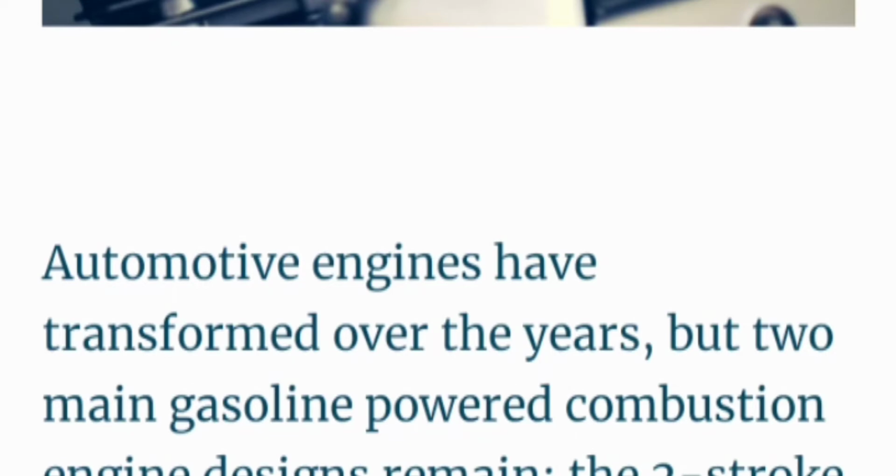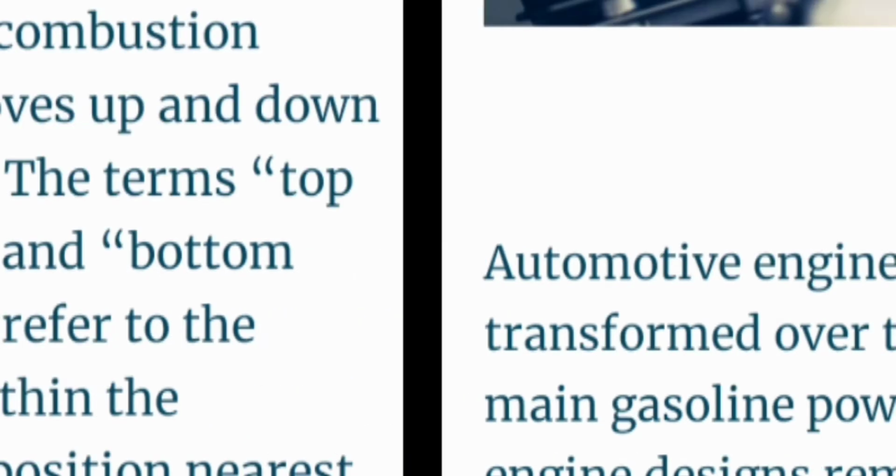I will make a presentation about two-stroke engine versus four-stroke engine. What's the difference? Automotive engines have transformed over the years, but to this day, gasoline-powered combustion engine designs remain the two-stroke and the four-stroke. Before, do you really know the difference between them? How do they work and which is better? Wait for the grand answer.